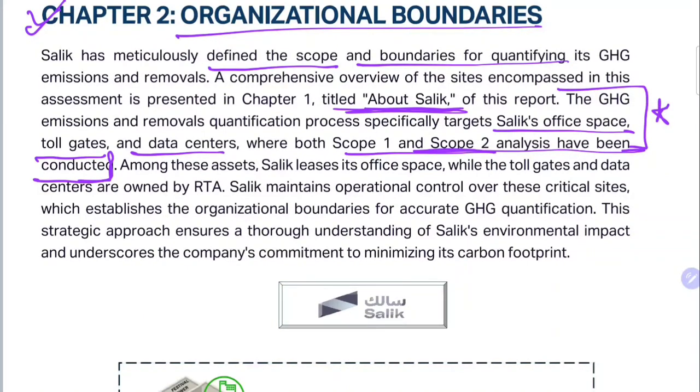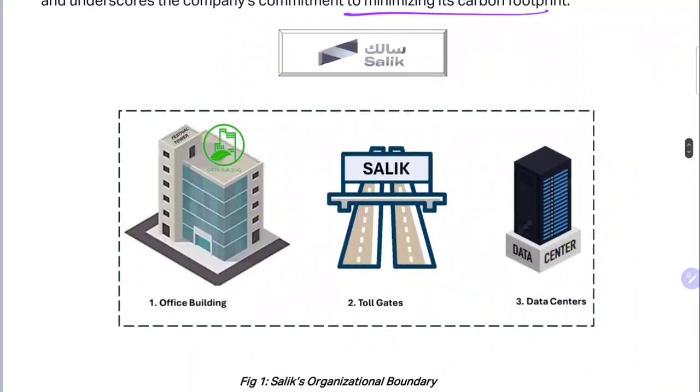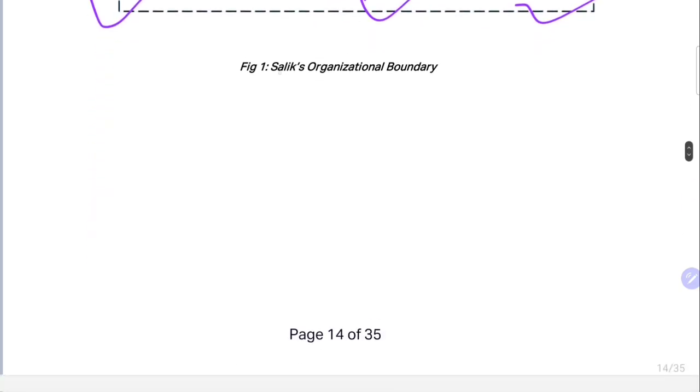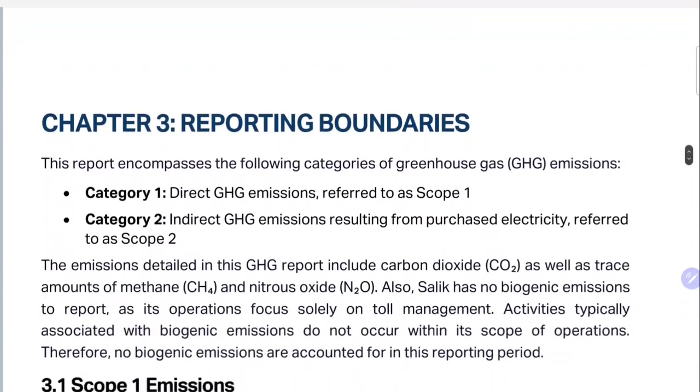Among these assets, Salik leases its offices, while the toll gates and data centers are owned by RTA, and Salik also maintains operational control over critical sites, which establishes the organizational boundaries for accurate quantification. So this strategic approach ensures a thorough understanding of environmental impact and the company's commitment to mitigating the carbon footprint. So if you see this, the organizational boundaries: office building, toll gates and data centers. So these are Salik's organizational boundaries.